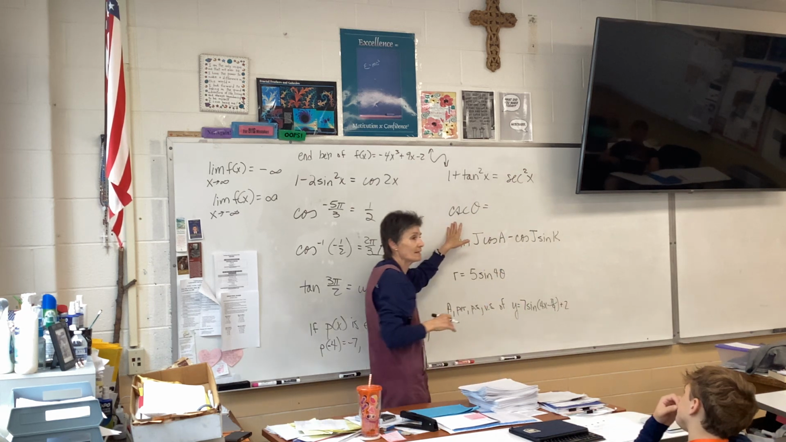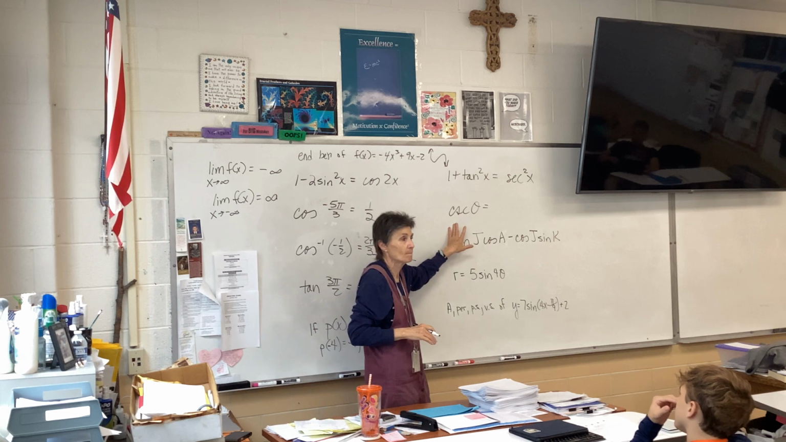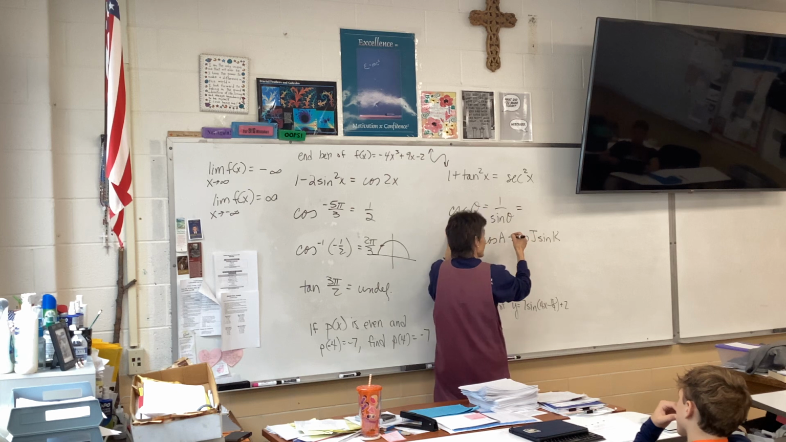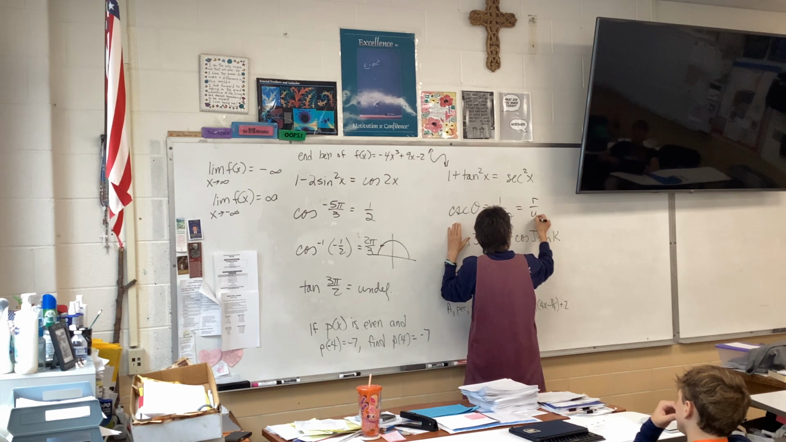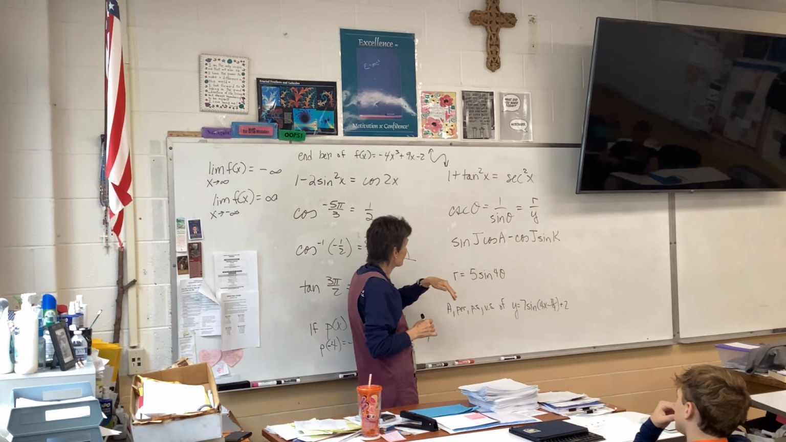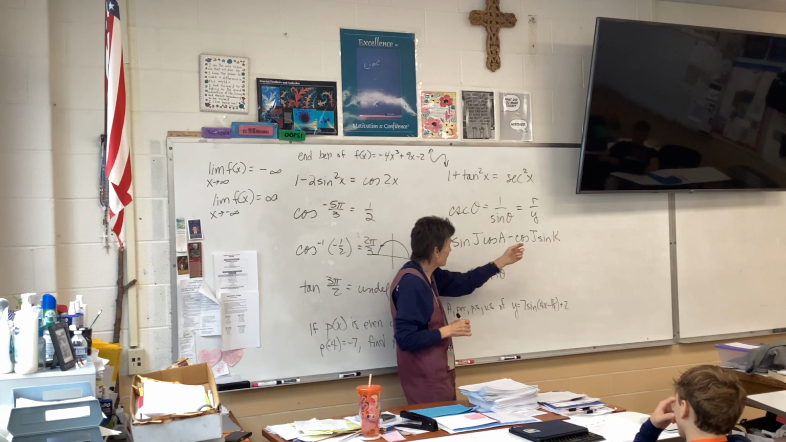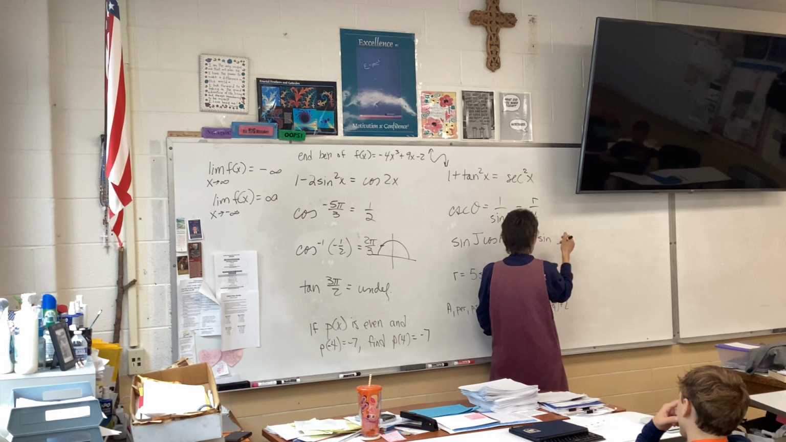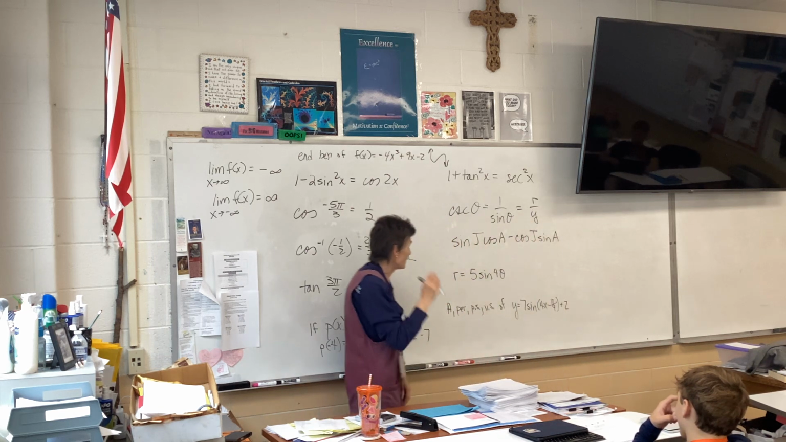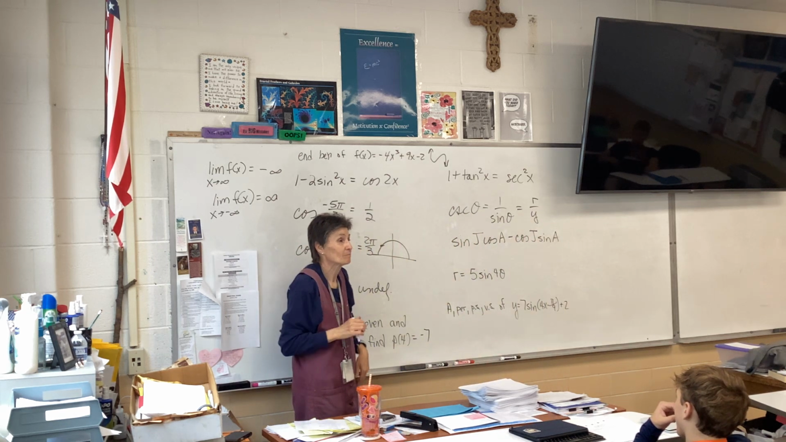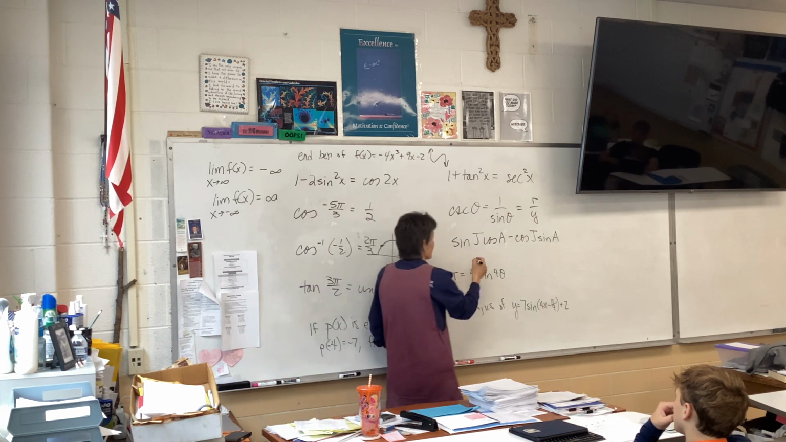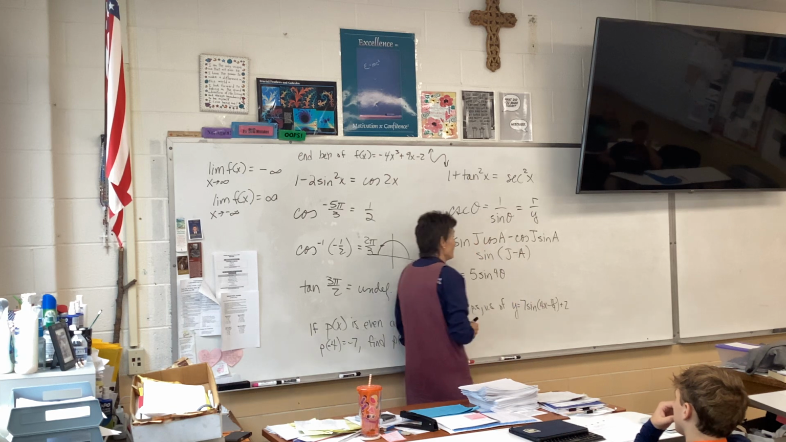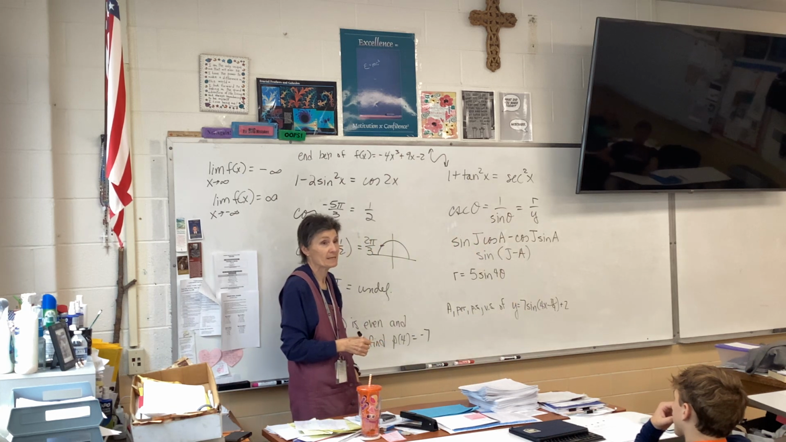What's cosecant by definition? Cosecant is 1 over sine. And there's another definition? R over y. Very good. All right, sine j cosine A minus cosine j sine A. That would be a tricky problem. What is that? Sine of j minus A. Very good. Those are your sum and difference identities.